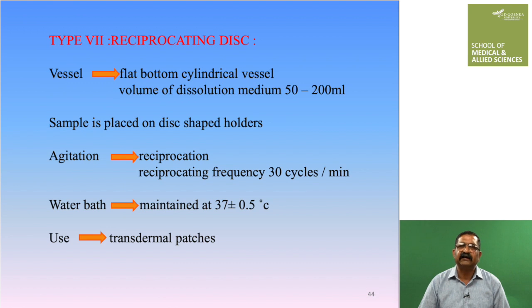The next slide shows the type 7 reciprocating disc system. In this, the vessel is a flat bottom cylindrical vessel. Volume of the vessel is from 50 ml to 200 ml. Sample is placed on the disc shaped holders. Agitation is by reciprocation, frequency is 30 cycles per minute, and the water bath is maintained at about 37 degrees centigrade. It is used for transdermal formulations, transdermal patches.